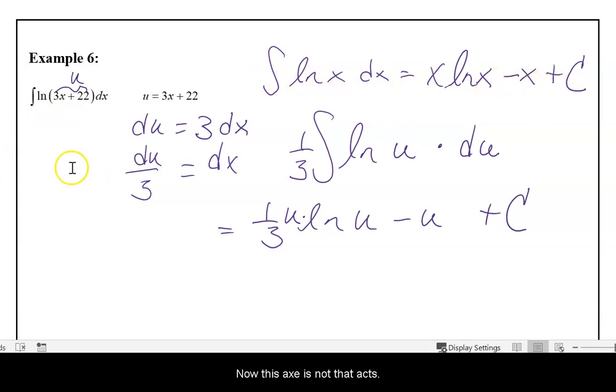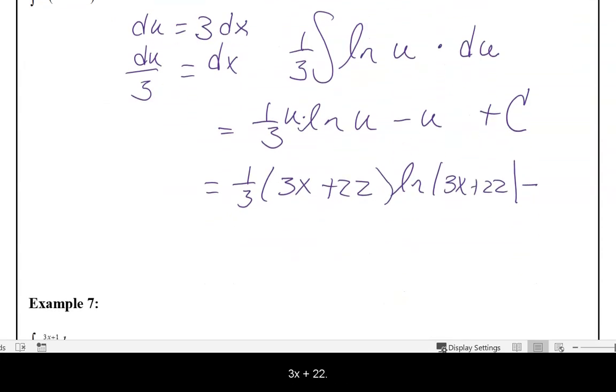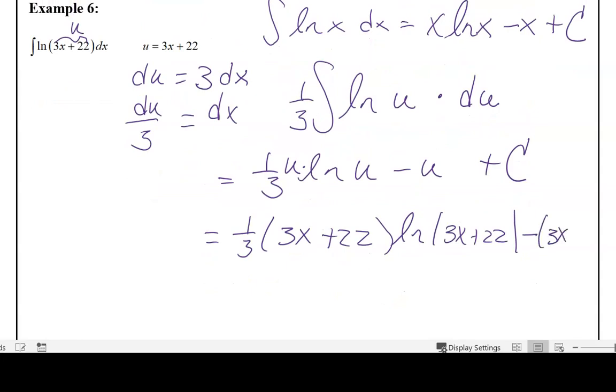Now, this x is not that x. We need to get out of this u and back to our original variable x by substituting backwards that u is 3x plus 22. This gives me 1/3 times 3x plus 22 times the natural log of the absolute value of 3x plus 22, minus, I'm running out of room, 3x plus 22, plus a constant.